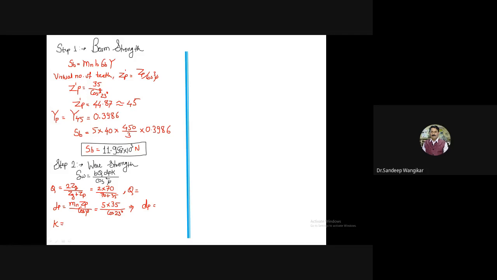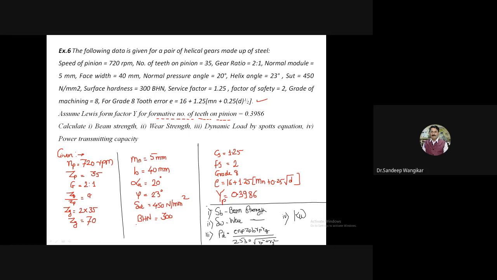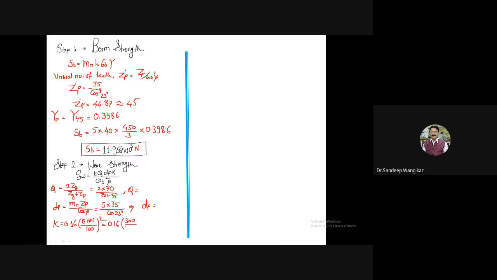and angle is 20 degree, the alpha normal pressure angle, therefore K is given by 0.16 into BHN divided by 100 bracket square. So I will write down 0.16 into BHN value is given. Check the value for BHN 300. So 300 divided by 100 bracket square. This will give you K is equal to.